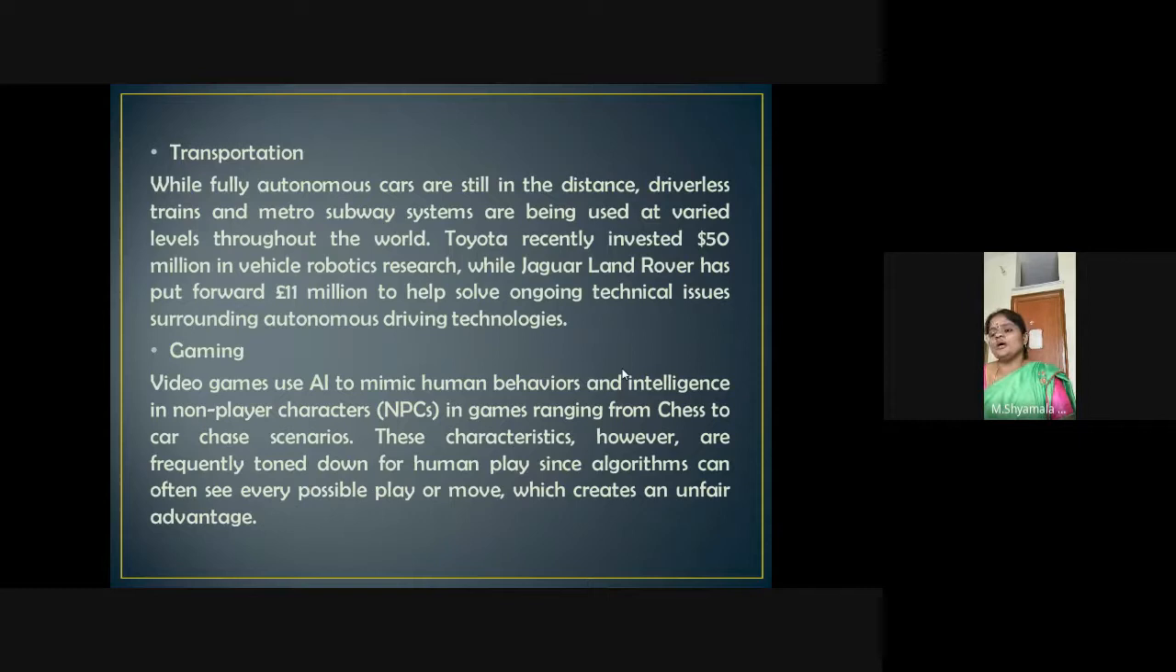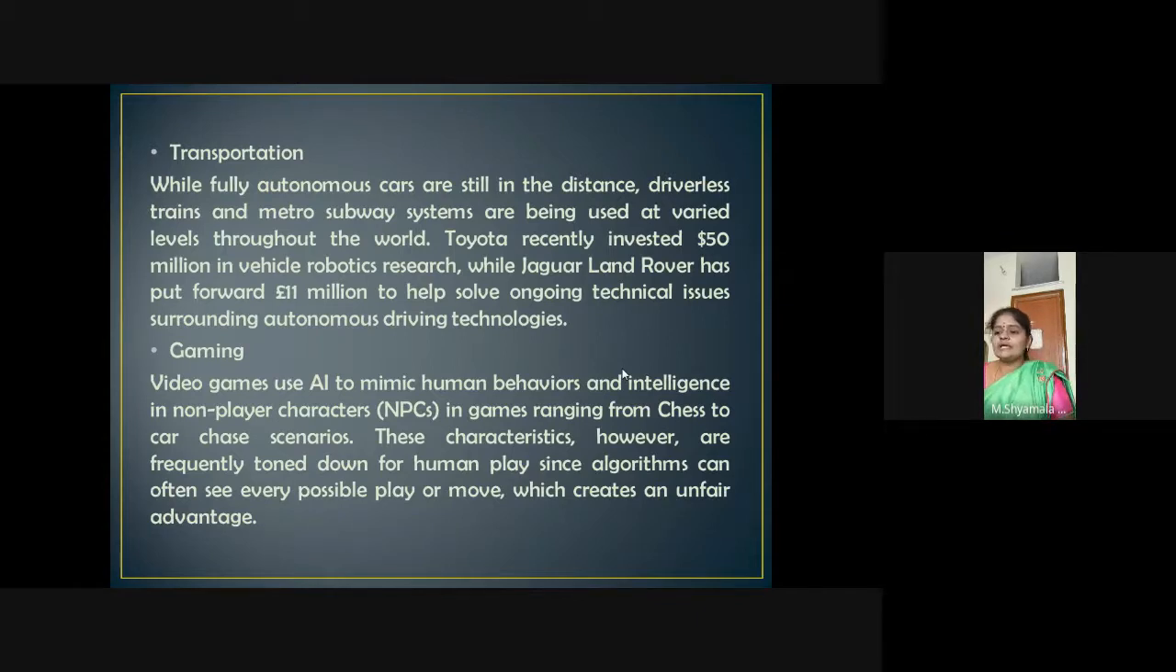And transportation, what we have seen already, fully autonomous cars are still in the distance. Driverless trains and metro subway systems are being used at varied levels throughout the world. Toyota recently invested $50 million in vehicle robotics research, while Jaguar Land Rover has put forth $11 million to help solve ongoing technical issues surrounding autonomous driving technologies. Nowadays, a lot of research industries are coming forward to go for autonomous implementation in our day-to-day life.